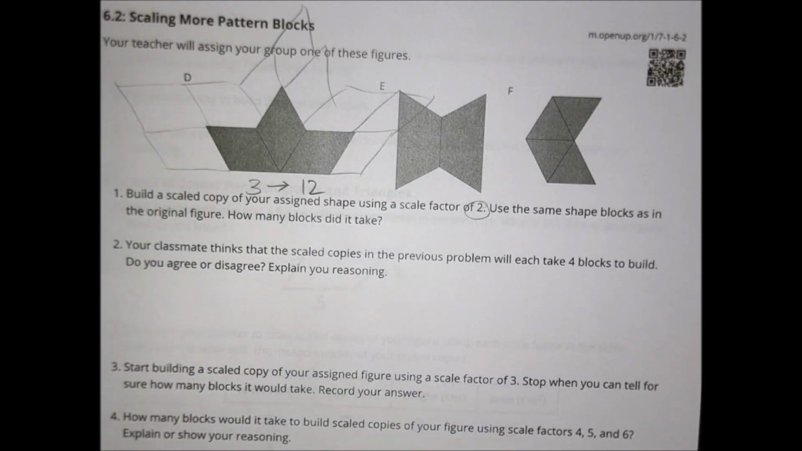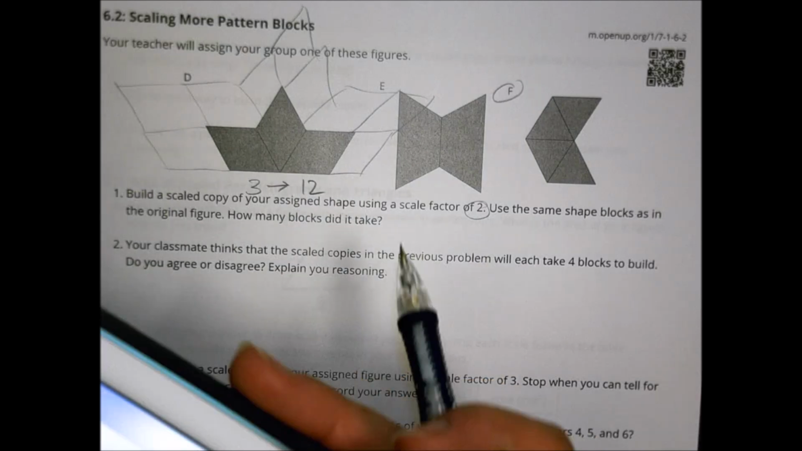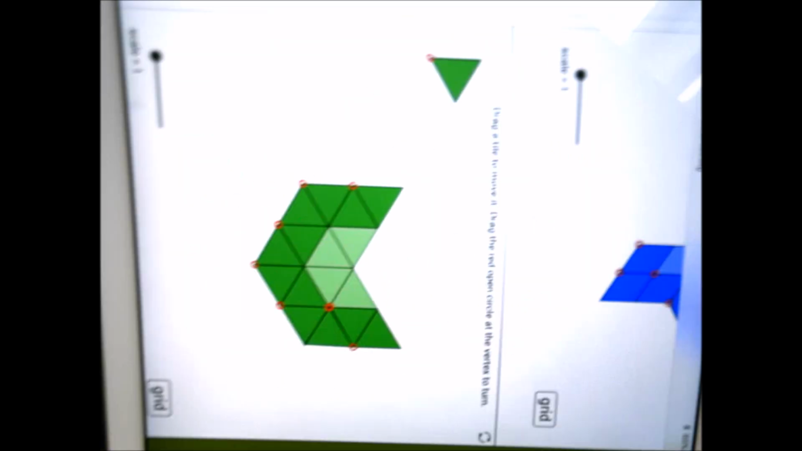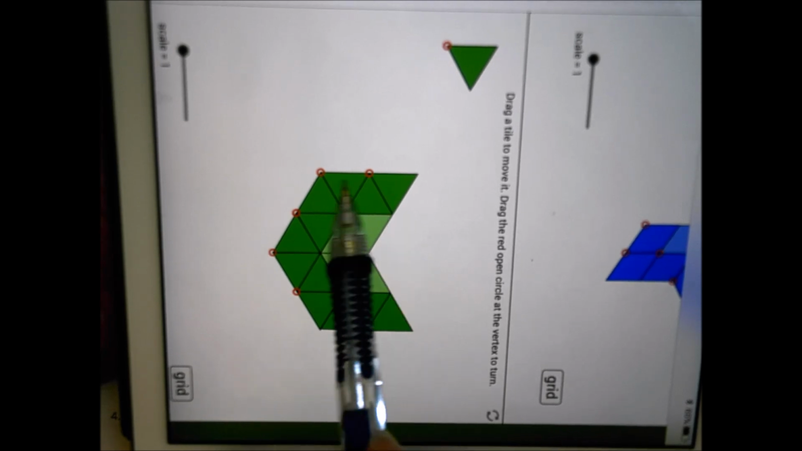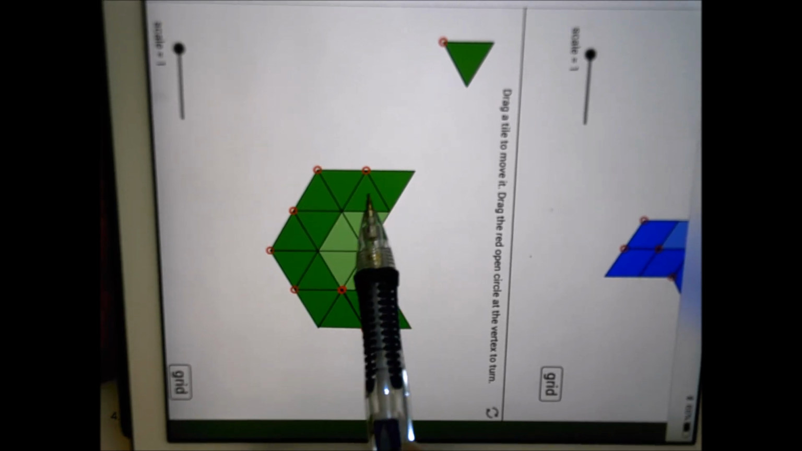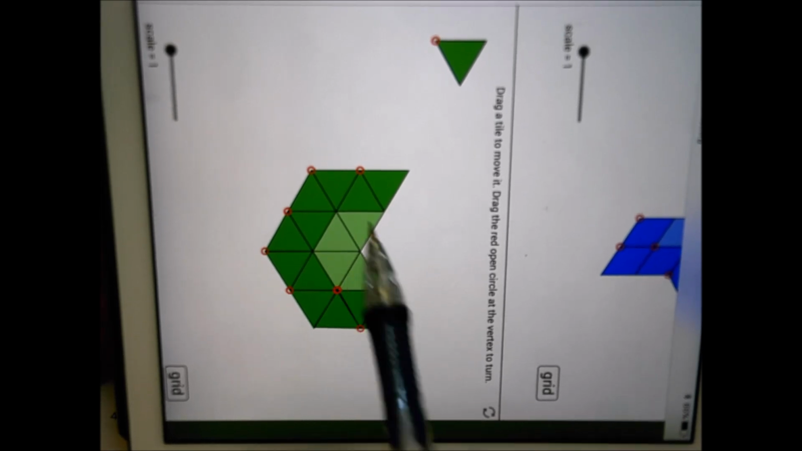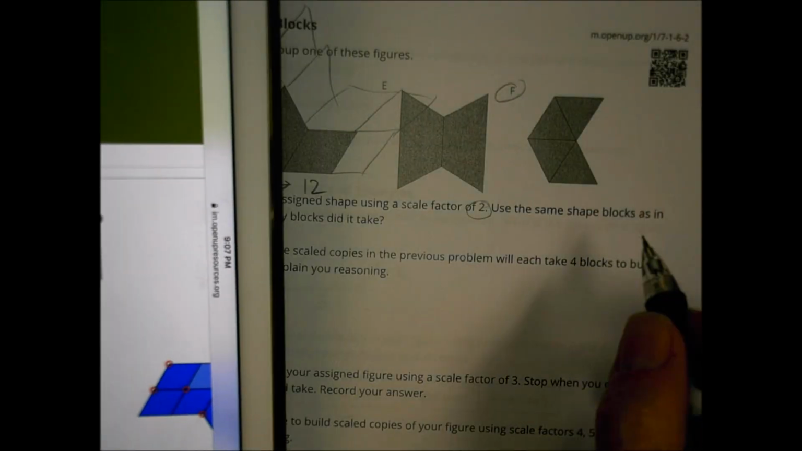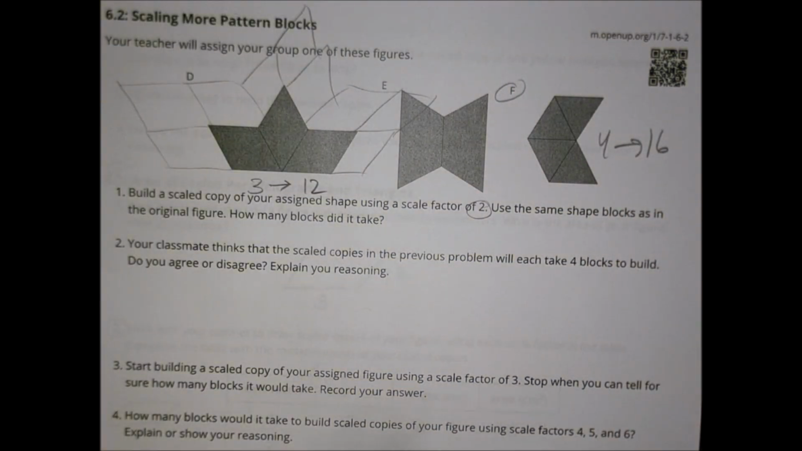A similar thing happened when you went to the one over here, F. And when you had F, you had a shape that looked something like this to begin with, where you had the 4, and to double it, we had to go all around the sides, and we end up with 1, 2, 3, 4, 5, 6, 7, 8, 9, 10, 11, 12, 13, 14, 15, 16. We went from 4 to 16 when we doubled that in size there.